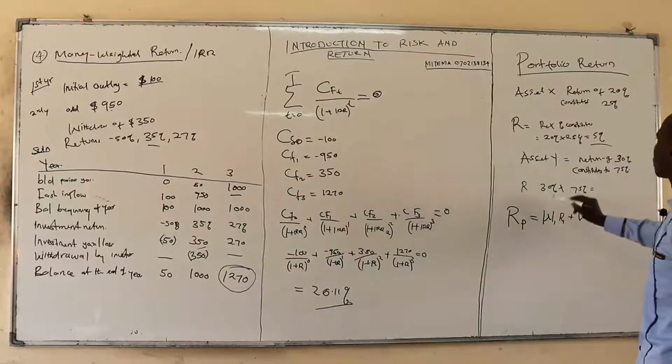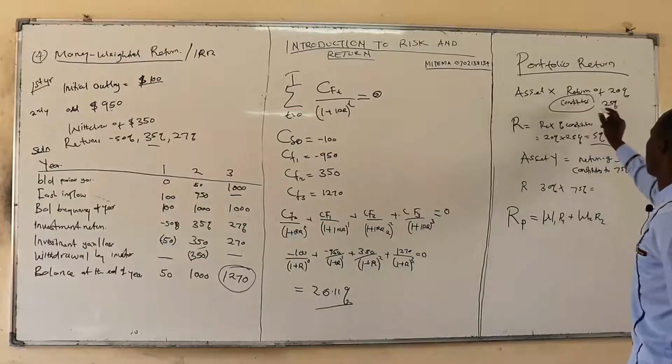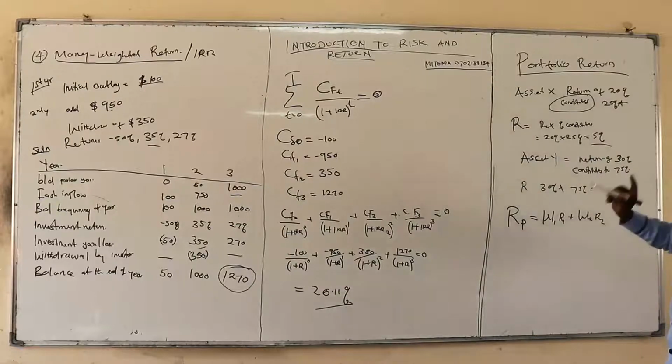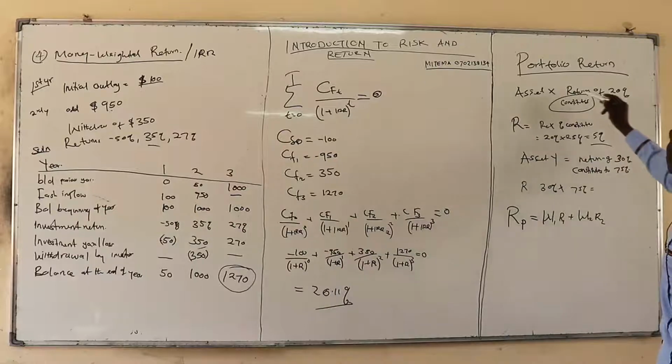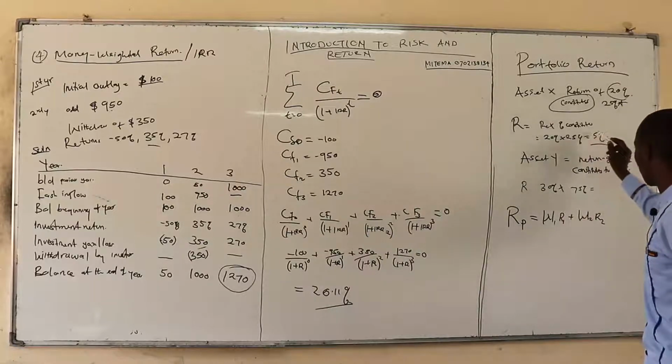The weight is what it constitutes in that portfolio, like in X, it's 25%. The return is the return of that specific asset in that portfolio. In the first asset, for example, it is a 20% return. You add now, which we found is 5%.